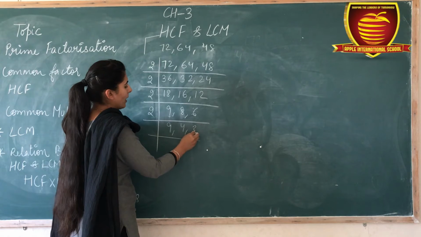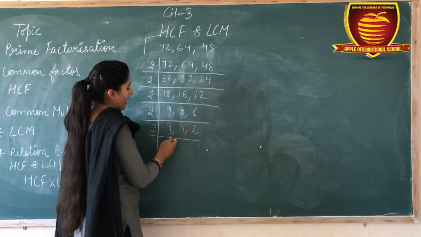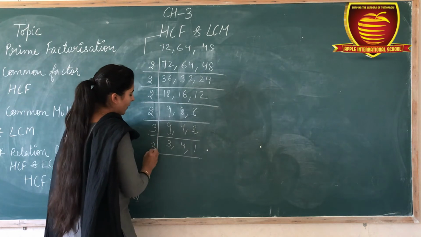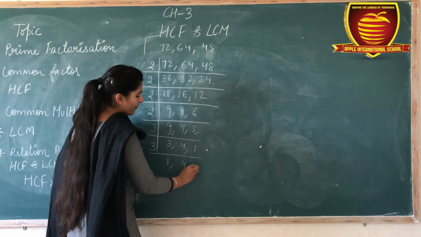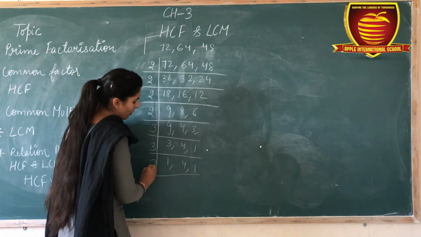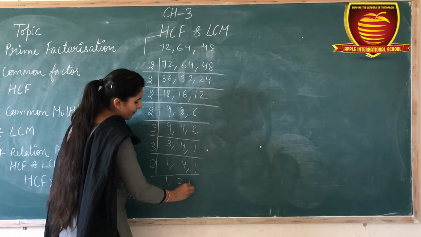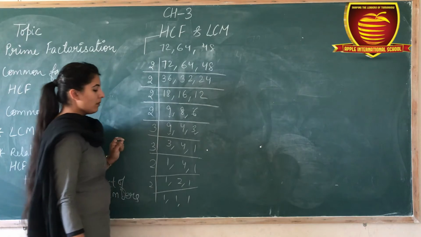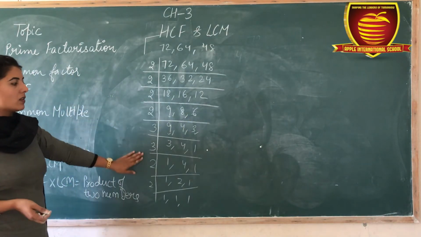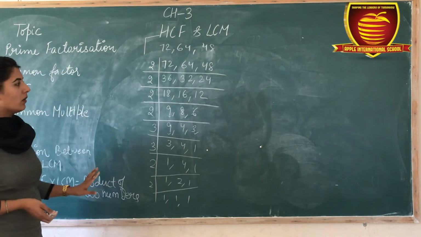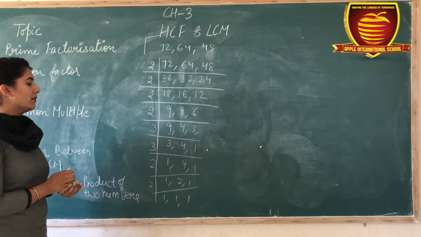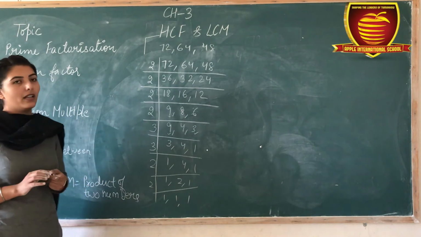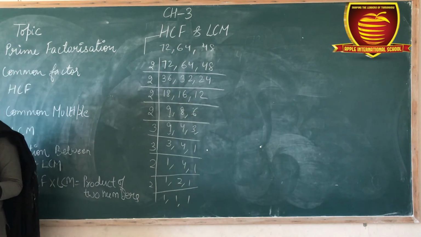Now you can see that 3 and 9 come in the 3 table. So 3 4s are 12, 3 1s are 3. Now 4 comes in the 2 table. Means we can solve these as a test. So this is all about our highest common factor, how we can find the highest common factor.